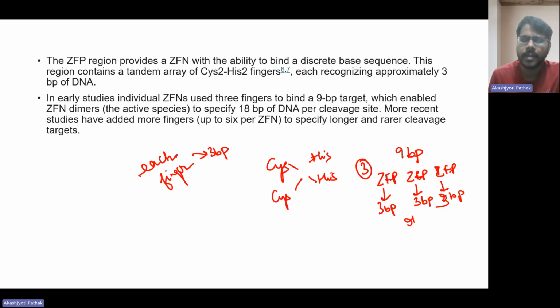So in total, if there are more segments, then more zinc finger protein genes have to be created. Okay, so up to 6 per ZFN. More recent studies have added more fingers, up to 6 per ZFN. So one zinc finger nuclease will contain around 6 zinc finger proteins that can recognize even longer segments of the DNA.